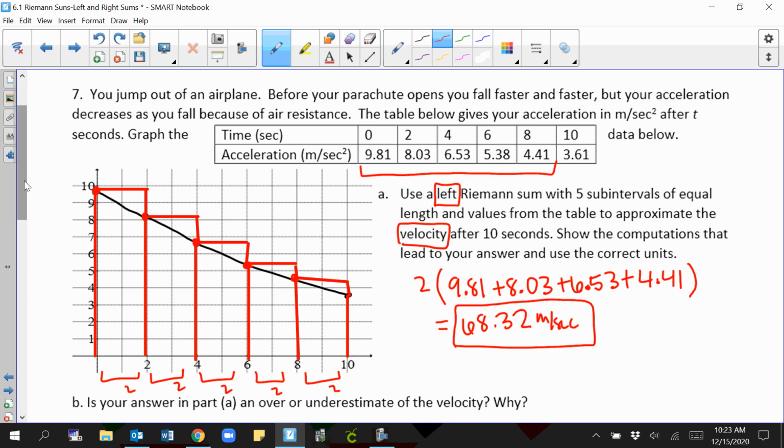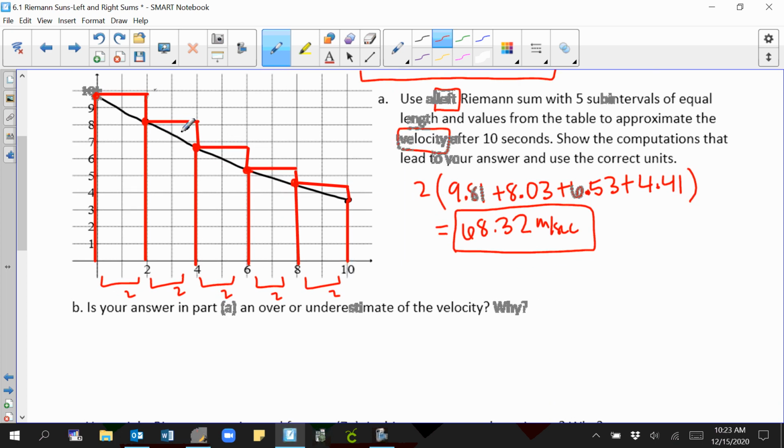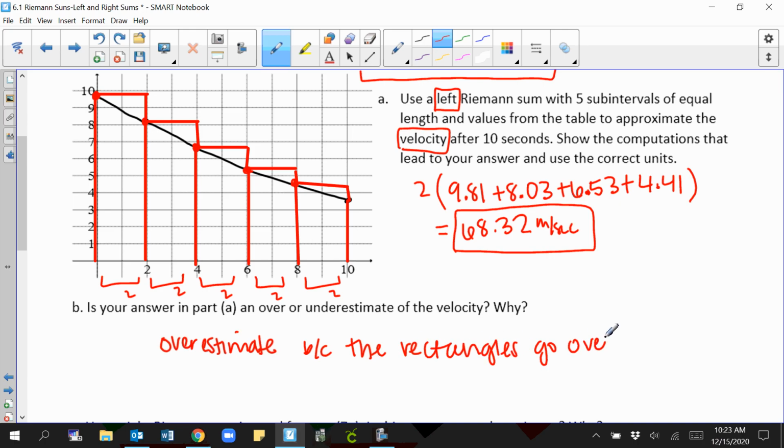And part B says, is your answer an over or underestimate for the velocity? So our rectangles are going over the curve, so it is going to be an overestimate. And when it says why, I'm going to say because the rectangles go over the curve.